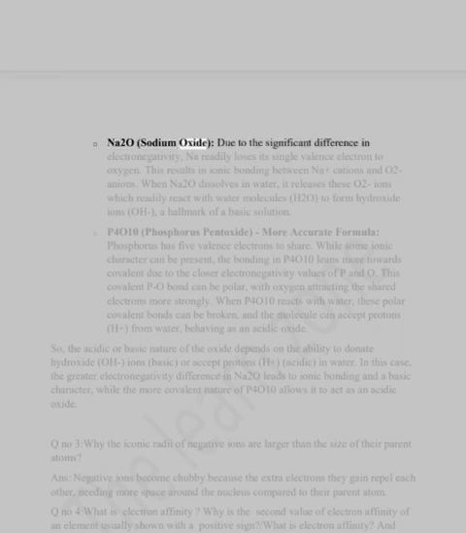Na2O, sodium oxide. Due to the significant difference in electronegativity, Na readily loses its single valence electron to oxygen. This results in ionic bonding between Na+ cations and O2- anions. When Na2O dissolves in water, it releases these O2- ions, which readily react with water molecules, H2O, to form hydroxide ions, OH-, a hallmark of a basic solution.